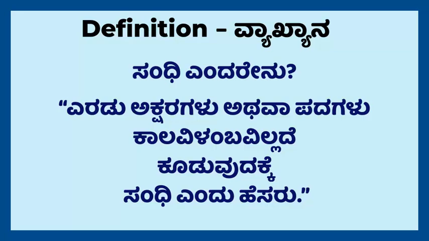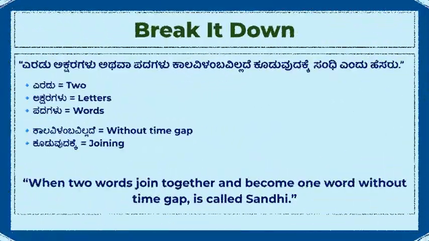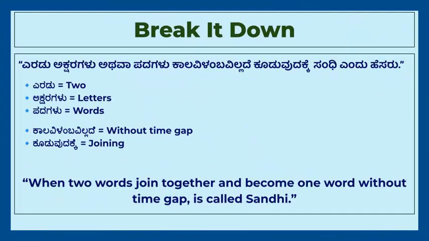Does it look big and complex? Don't worry, we'll understand it step by step. So basically, when two words join together without a break or gap and become one word, that is called sandhi. Let me read it again. When two words join together and become one word without time gap, that is called sandhi.